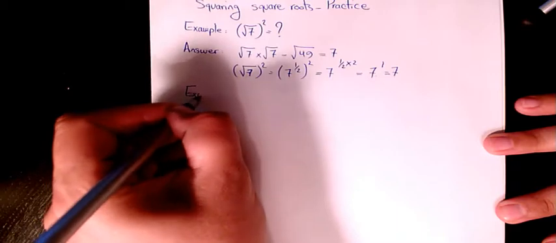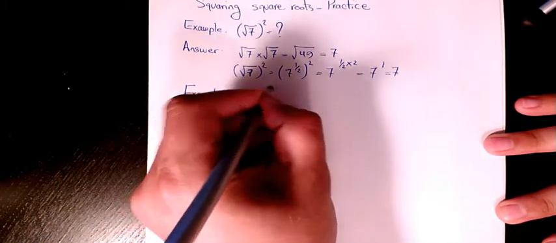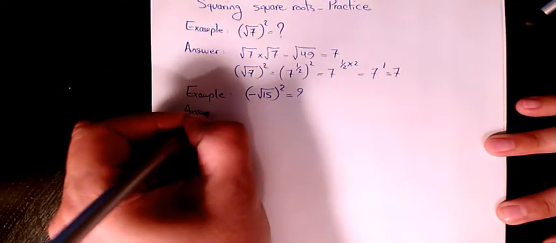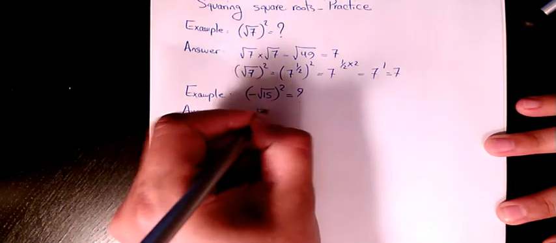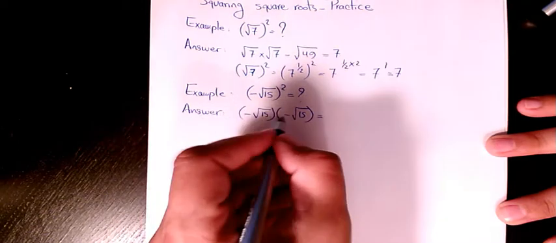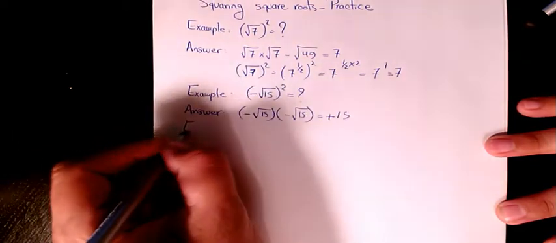Next example, minus root 15 to the power of 2. Answer is minus root 15 times negative root 15. It's going to make it negative times negative positive, so it's going to be positive 15.